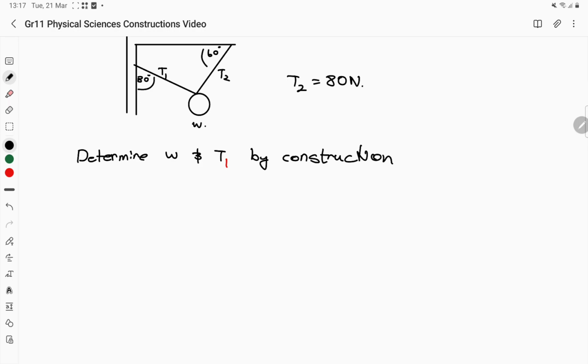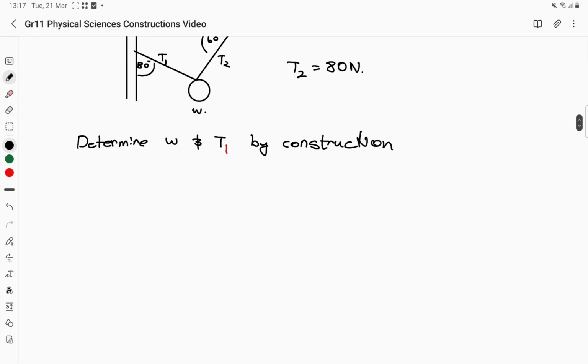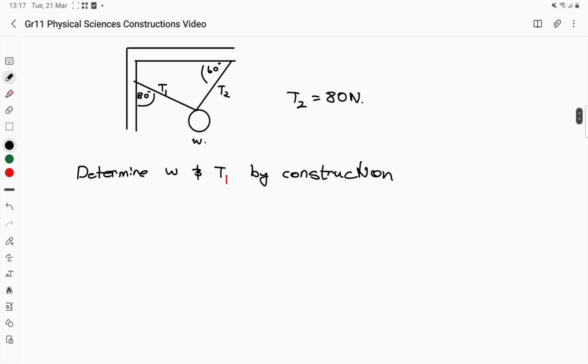So the first step was draw a free body diagram. They're not asking for it here, but just do it. Free body diagrams are amazing in basically all physics. So let's take a look. Let's just do a rough one here. We have T2 going in this direction. We have a W value. We don't know how big it is. We'll figure it out by construction. And then we have a T1 going this way.